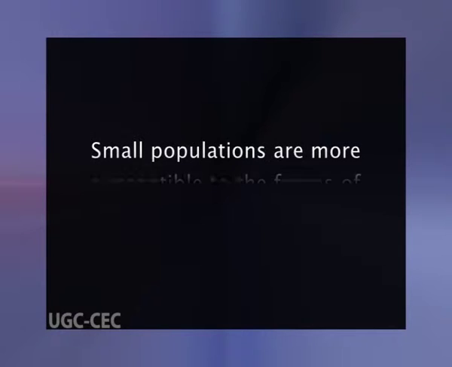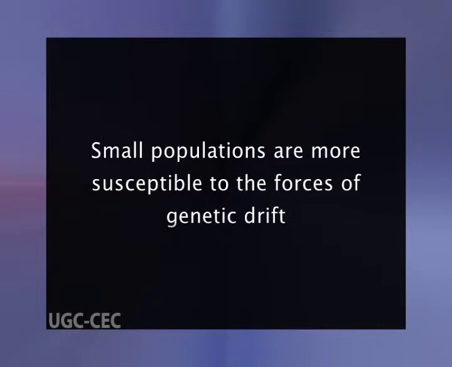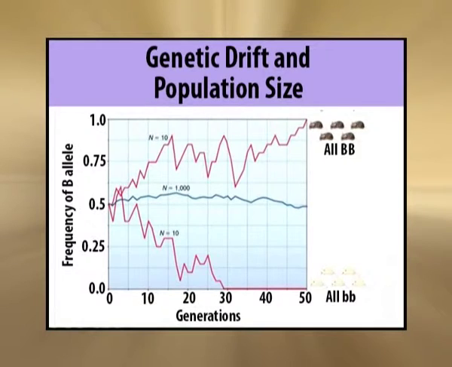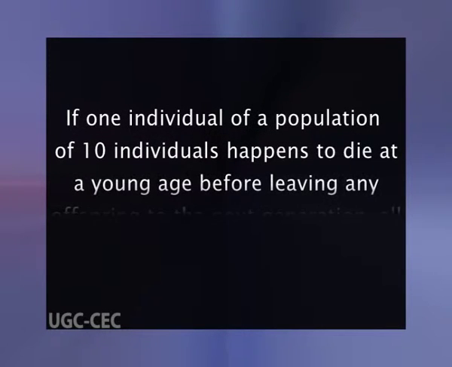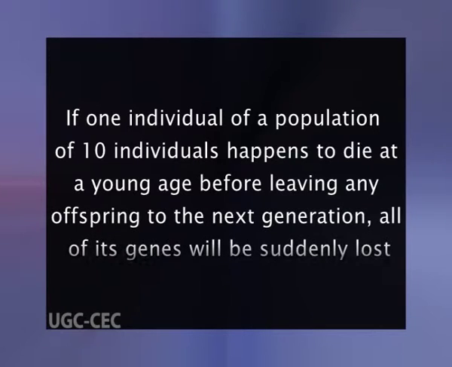Small populations are more susceptible to the forces of genetic drift. Large populations, on the other hand, are buffered against the effects of chance. If one individual of a population of 10 individuals happens to die at a young age before leaving any offspring to the next generation, all of its genes will be suddenly lost. In a population of 100, that individual represents only 1% of the overall gene pool. Therefore, genetic drift has much less impact on large populations' genetic structure.